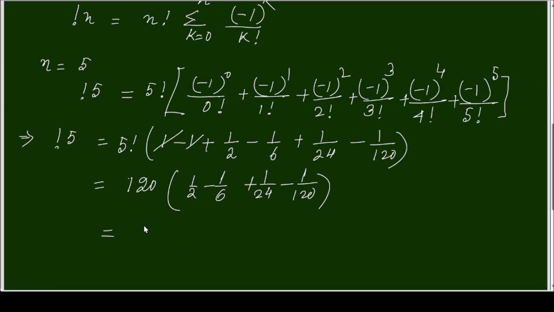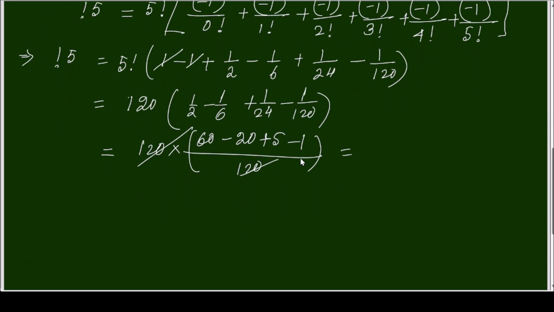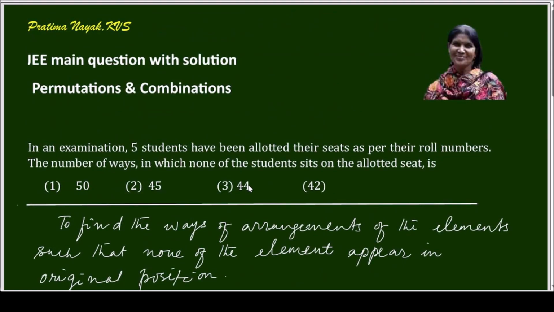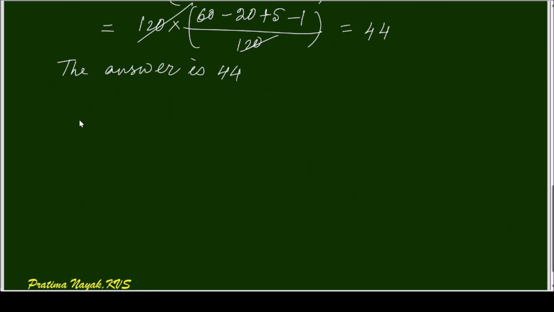Now what is the LCM of this whole? This is 120. It will be 60 minus 20 plus 5 minus 1. This 2 will be cancelled. So it is an easy calculation. So it will be 40, 44 is the answer. So the answer is 44. Let's see which option is correct. Option 3 is correct. So option 3 is correct.